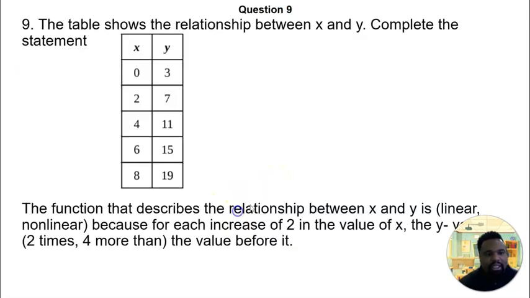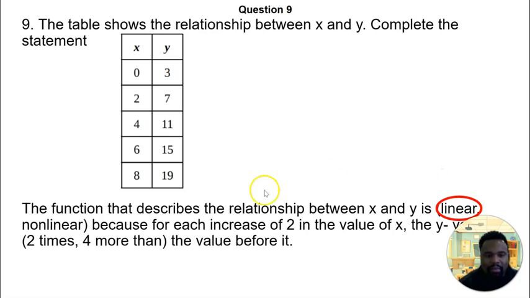All right. Let's look at number 9. The table shows the relationship between x and y. Complete the statement. So we want to determine whether or not this is a linear function. This function describes the relationship between x and y. Is it linear or nonlinear? Well, it looks like we have the same rate of change. We got the same rate here. So it's going to be linear.